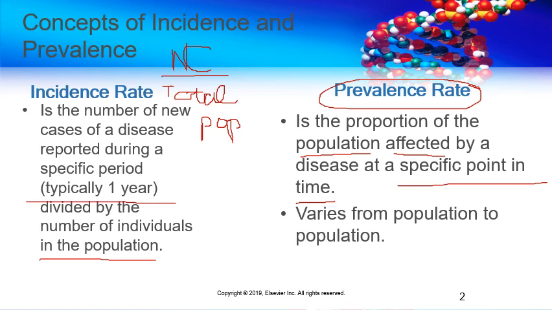Now, I said that these diseases can vary. Prevalence can vary from one population to another. The book gives you the example of cystic fibrosis and sickle cell anemia. Cystic fibrosis is much more prevalent in the European nations, whereas sickle cell anemia is more prevalent in African Americans. So the prevalence rate can vary.